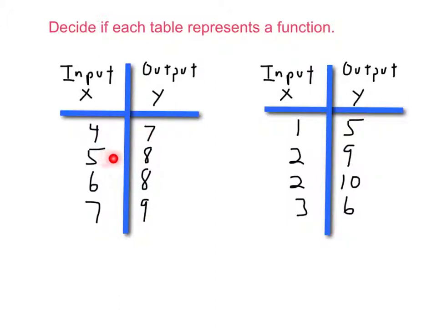The input 5 leads to exactly one output, 8. The input 6 leads to exactly one output, 8. Now that output happens to be the same as the output for 5, but that's okay. Still, each of these inputs leads to exactly one output. And then the input 7 leads to exactly one output, 9. So this is a function.